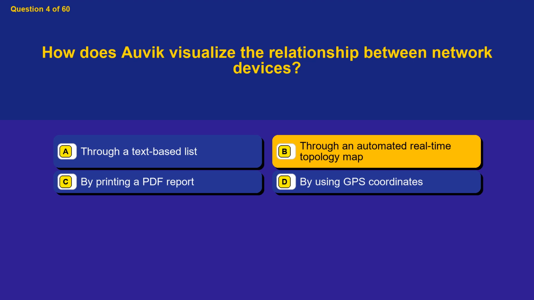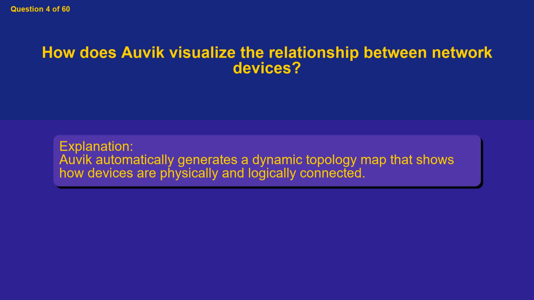The correct answer is option B. Through an automated real-time topology map. Auvik automatically generates a dynamic topology map that shows how devices are physically and logically connected.